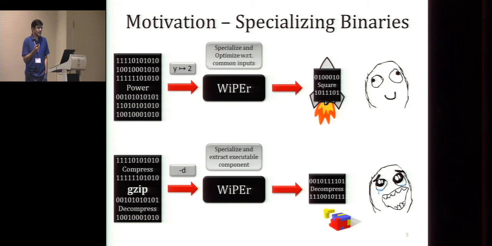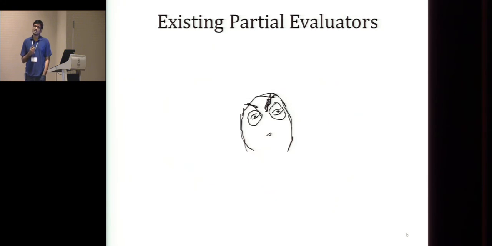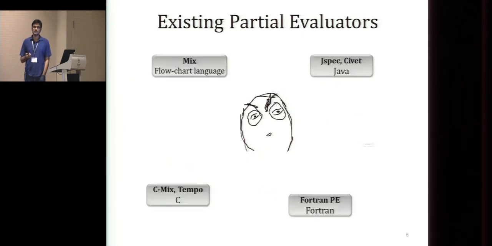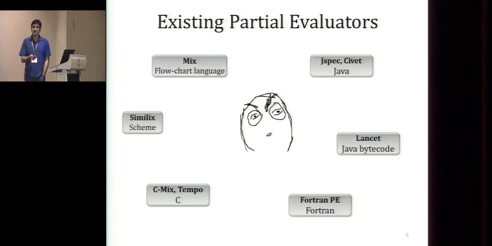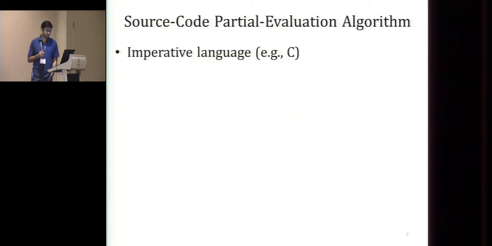Okay, machine code partial evaluation seems to be useful, but why do I need to create a new partial evaluator? There are so many existing partial evaluators that work on source code and other intermediate representations. Why can't I just use them for machine code? Well, you can't. There are certain issues that arise uniquely in the context of machine code partial evaluation, and existing partial evaluators are not really equipped to handle those issues. I'll describe why this is the case in upcoming slides.